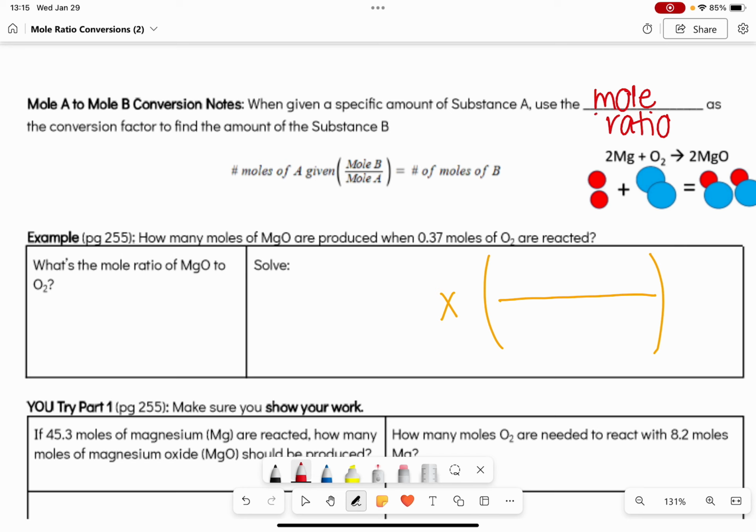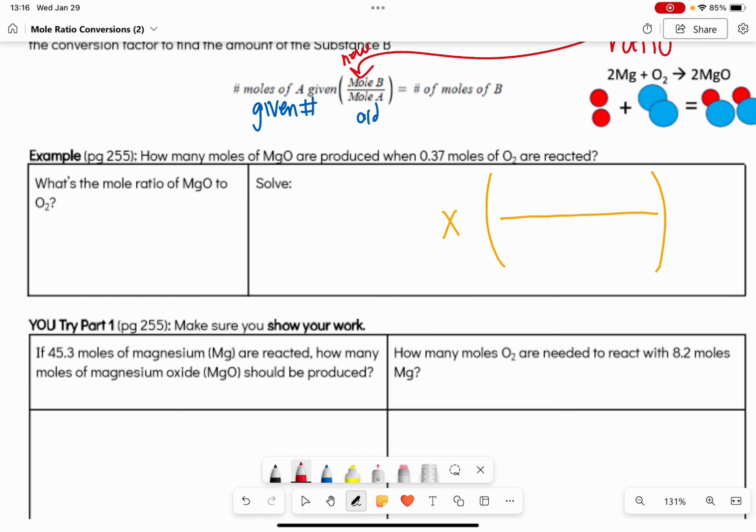So the numbers that we found for our mole ratio, they're going to go in the parentheses of our formula. And the formula is the same as before. Our given number out front, old units on the bottom, new units on the top, and that'll give us our answer. So I'm going to do an example, and then I'm going to have you do the 2 questions at the bottom of the page, and then you're going to put those answers into the Google form.